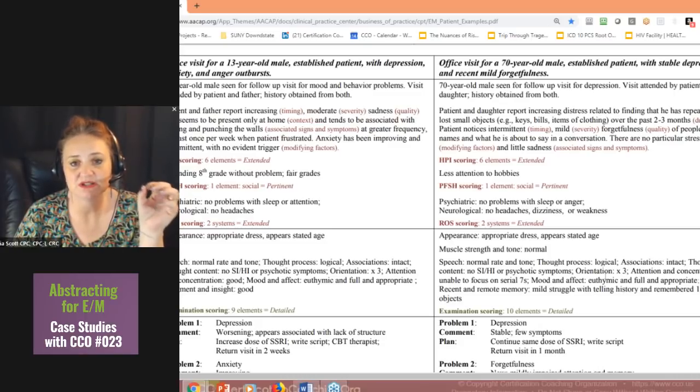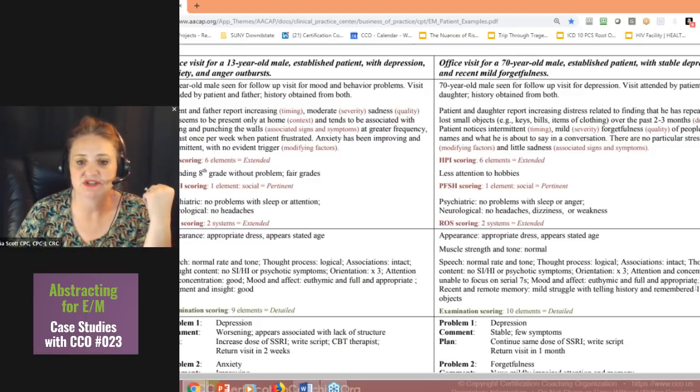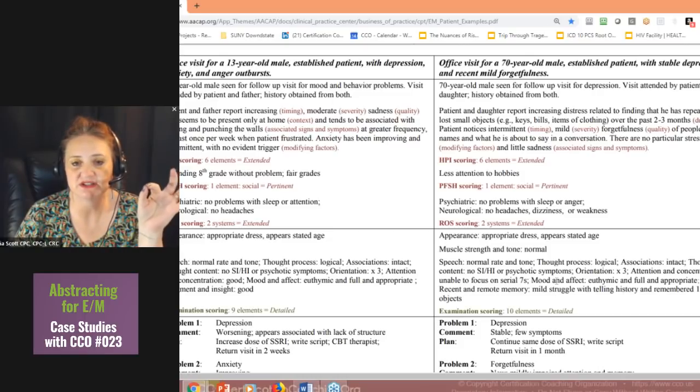And if you don't know what orientation times 3 means, that means they're alert, know place and time, things like that. Okay, then attention, they're unable to focus on serial 7s. Now that's interesting. And then their mood is all appropriate.